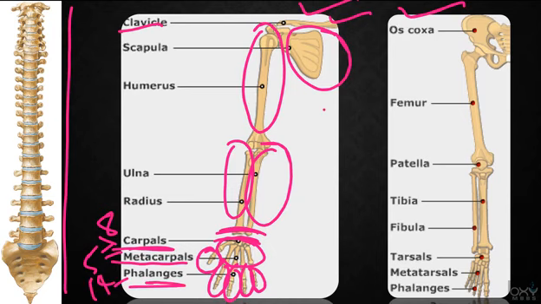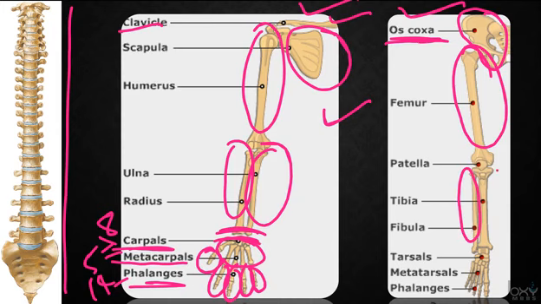And similar to the upper limb, the lower limb includes this hip bone, that is also called os coxa. This is the femur, this is the fibula, this is the tibia, and this is the patella. And in the ankle region, these are the tarsals, and these are metatarsals, and these are phalanges.